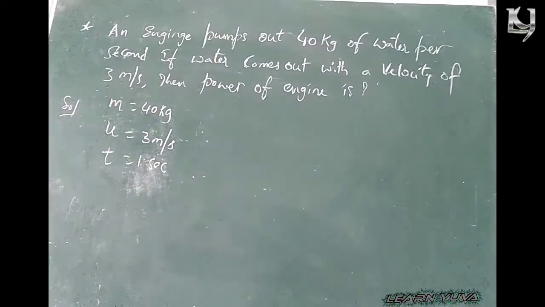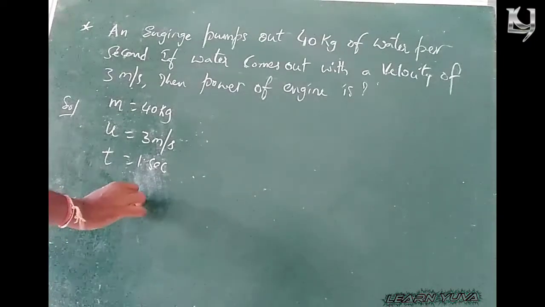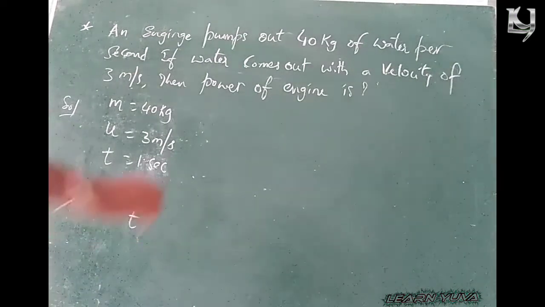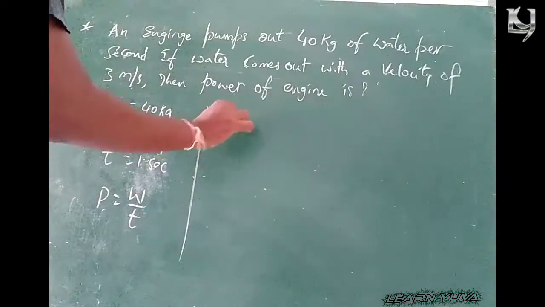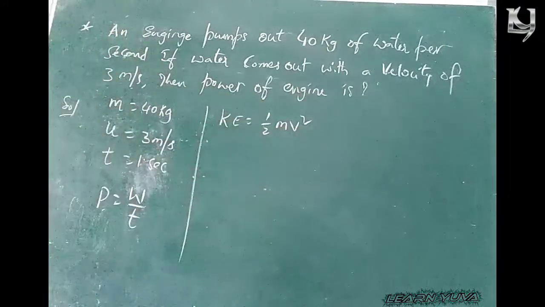Clear? So by the formula, power is equal to work done by time. This is what we have to calculate. Power. We have to calculate the power. And after that, by the kinetic energy formula, kinetic energy is equal to half mv square.